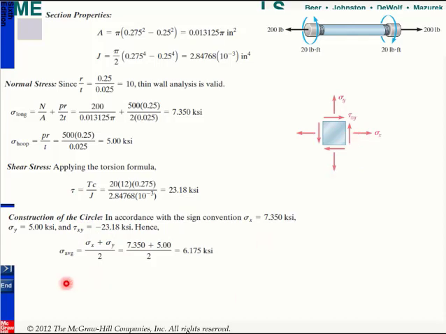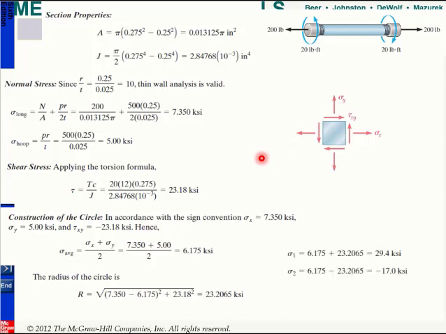Okay, and then you can find your average stress, which is equal to sigma x plus sigma y over 2. And then I can also get the radius for my circle. And if you want to find your principal stresses, which are the maximum and minimum stresses, it's either sigma average plus R, which will give you 29.4, or the minimum stress, which is equal to sigma average minus R, which is equal to minus 17 ksi.